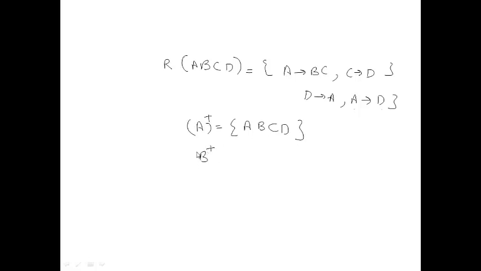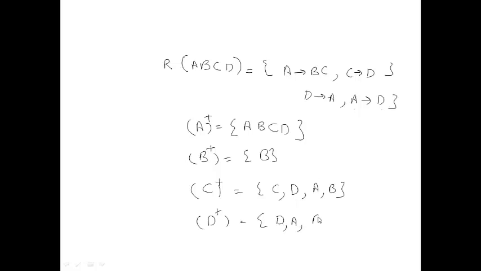Attribute closure of B will be, first B will be added. From B I cannot determine any other attribute, so it is B only. From C I can determine C and D as well. From D, I can determine A. From A, I can determine B. C is already there. So the attribute closure of C is CDAB, that means ABCD. Attribute closure of D is, from D, I can determine A. From A, I can determine BC. So this is the attribute closure.